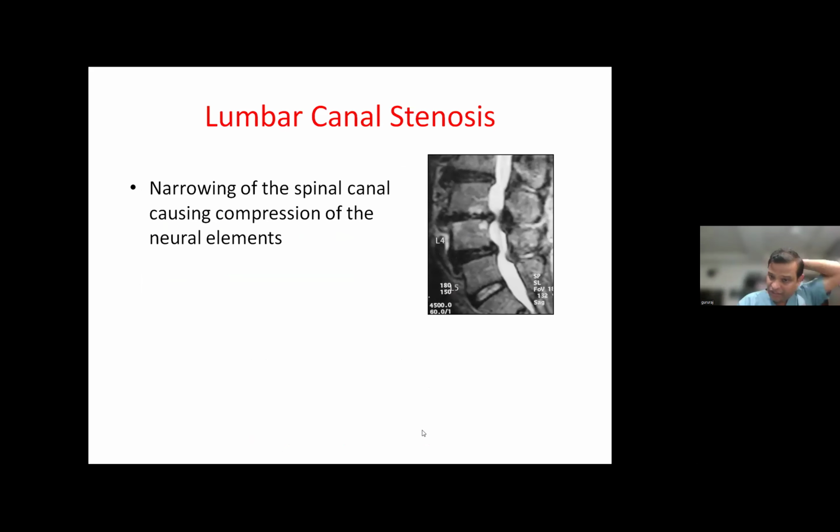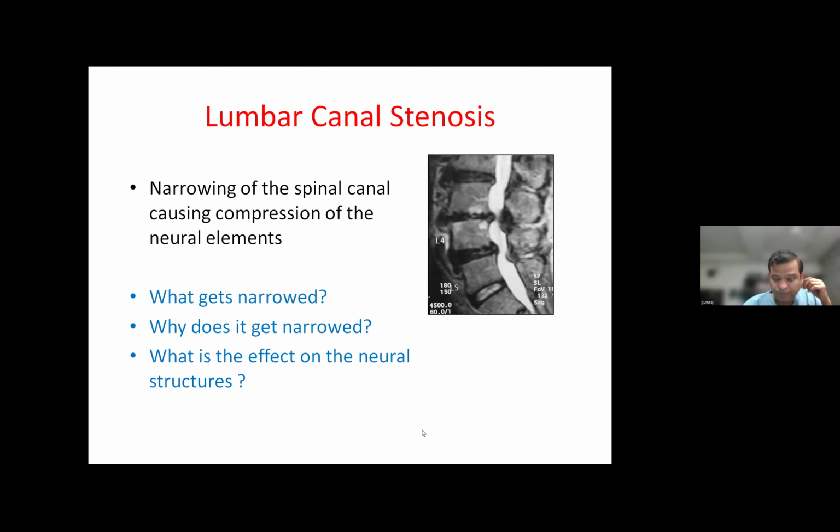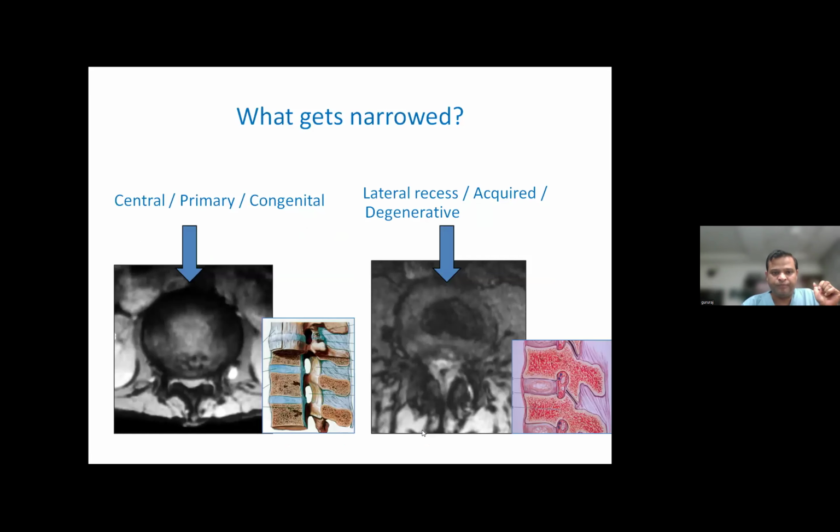So we just heard from Dr. Anuj what lumbar canal stenosis is, and what we need to concentrate on is these three things: what gets narrowed, why does it get narrowed, and what is the effect on the neural structures of this narrowing of the spinal canal. If we answer these questions, we will be able to arrive at a plan, a tailor-made treatment for a particular patient.